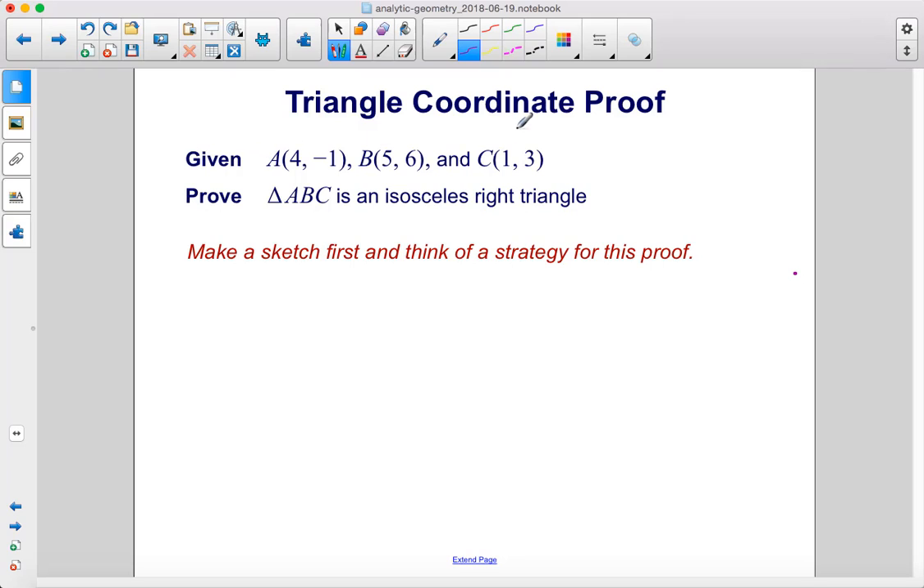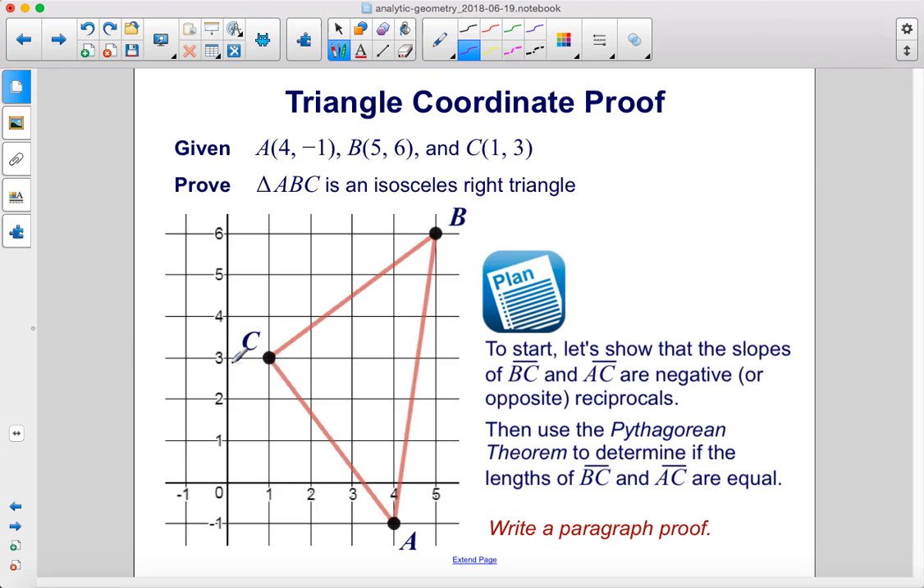Given 3 points A, B, and C where A is at (4, -1), B is at (5, 6), and C is at (1, 3), prove that triangle ABC is an isosceles right triangle. Make a sketch first and think of a strategy for this proof. To start, let's show that the slopes of BC and AC are negative or opposite reciprocals. Then use the Pythagorean theorem to determine if the lengths of BC and AC are equal. Write a paragraph proof.